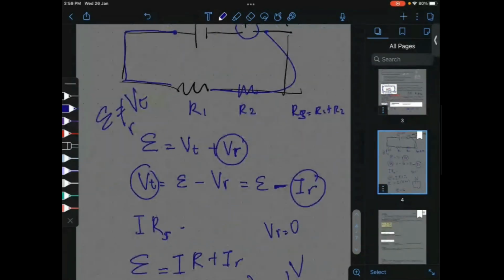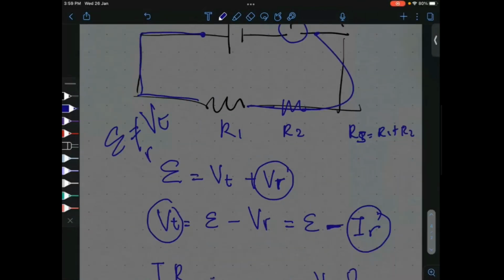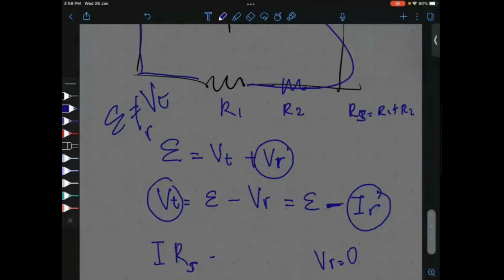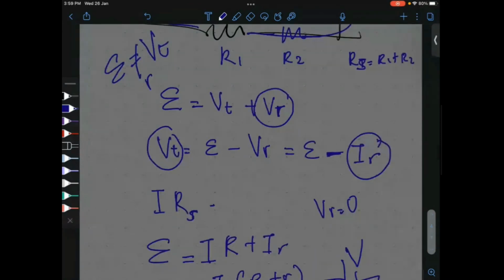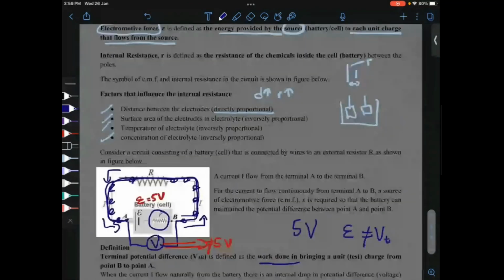Are we all good here? Jelas tak? Yes, miss. Ada soalan? Tak ada? Okay, kalau tak ada soalan, itu sahaja untuk electromotive force, internal resistance dan juga potential difference.